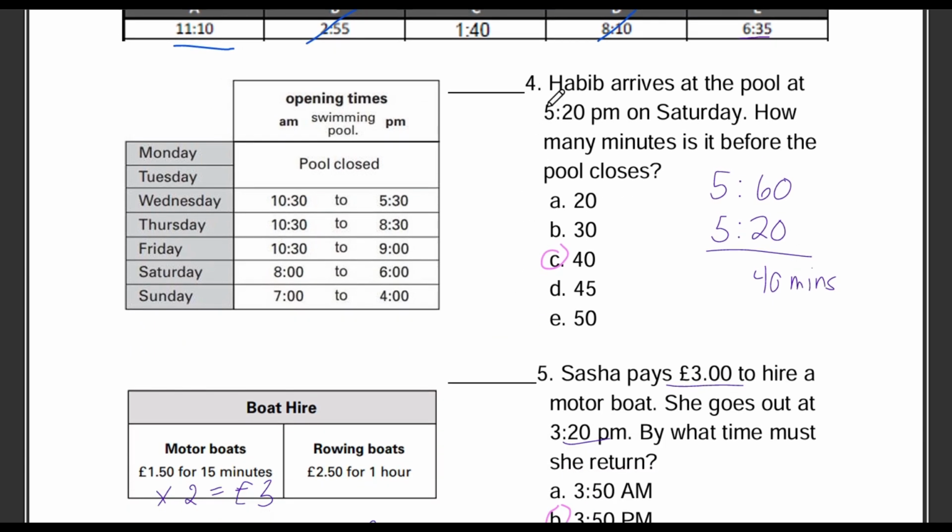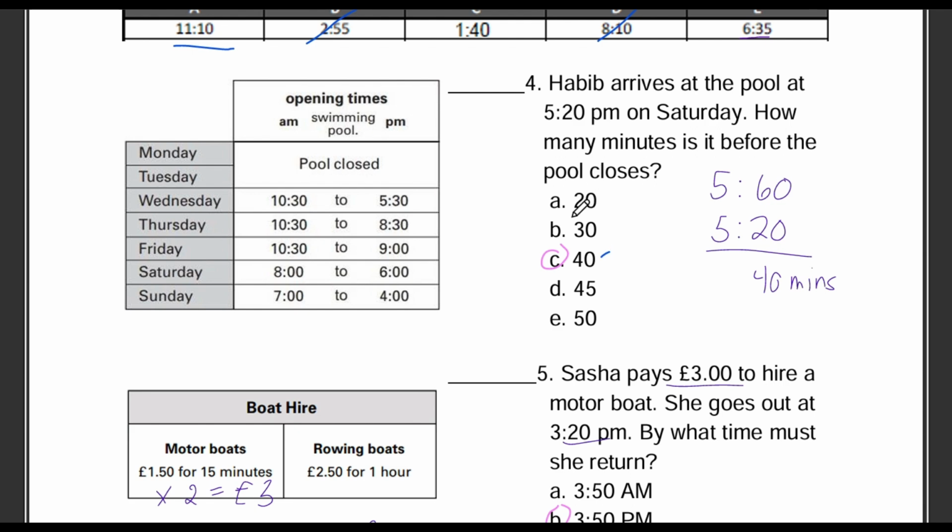Question 4. Habib arrives at the pool at 5:20 p.m. on Saturday. How many minutes is it before the pool closes? Options. A. 20. B. 30. C. 40. D. 45. E. 50. The correct answer is C, 40.